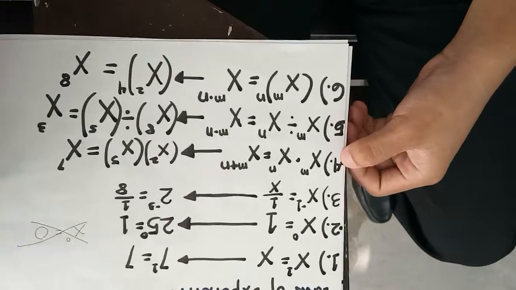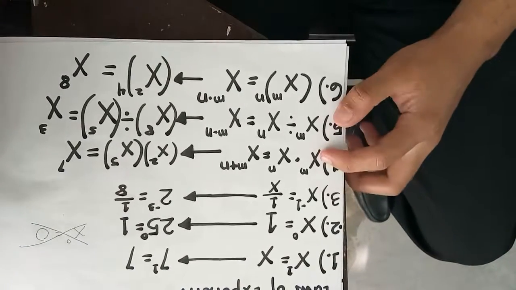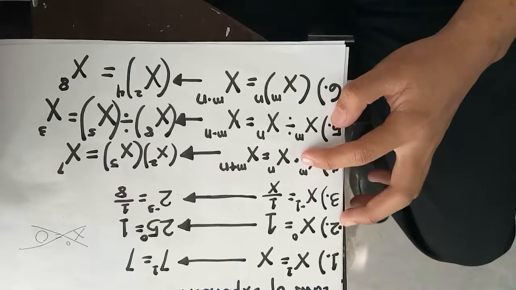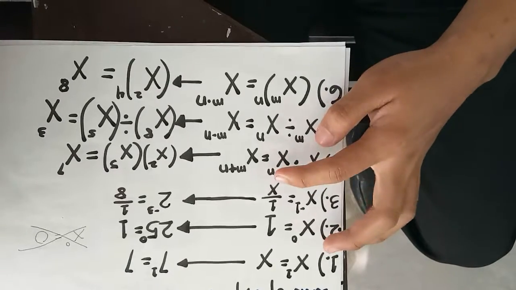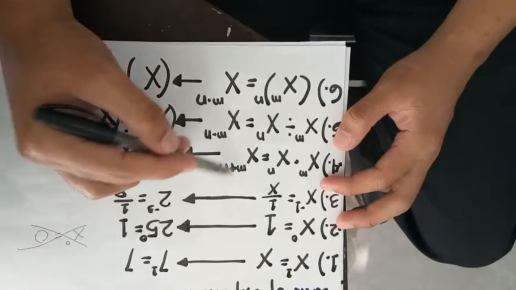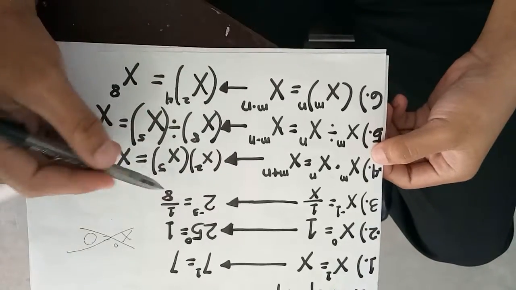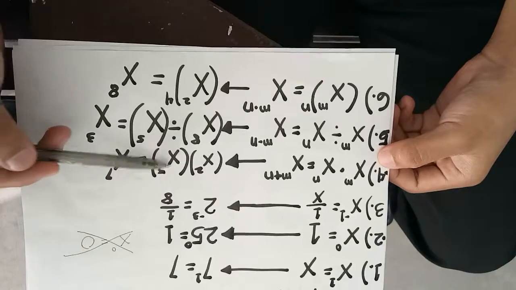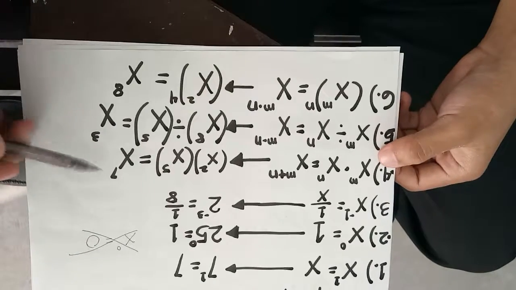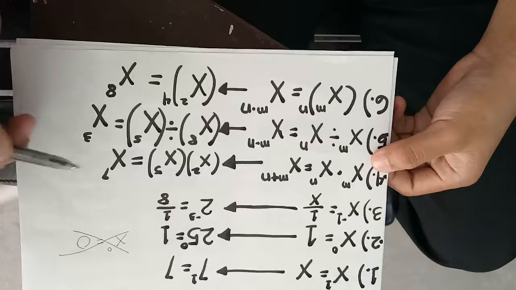The fourth law of exponent is x to the power of m multiplied by x to the power of n is equal to x to the power of m plus n. So x to the power of 2 multiplied by x to the power of 5 is equal to x to the power of 7.